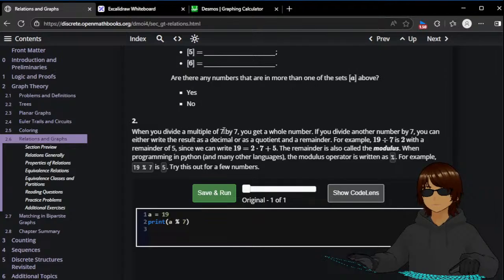When you divide a multiple of 7 by 7, you get a whole number. If you divide another number by 7, you can either write the result as a decimal or as a quotient and a remainder. For example, 19 divided by 7 is 2 with a remainder of 5, since we can write 19 is equal to 2 times 7 plus 5. The remainder is called the modulus. When programming in Python, the modulus operator is written as this percent sign. For example, 19 percent 7 is 5.